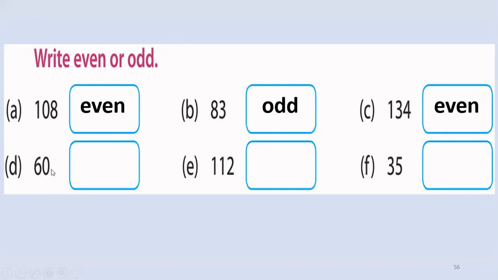Next number, it is 60. Again we will see in the ones place. So which number is there? 0. So it is an even number. Again it is a 3-digit number, 112. We will look in the ones place. Which number is it? 2. So it is an even number. And the last one, 35. We will look in the ones place. Which number is there? 5. So it is an odd number.